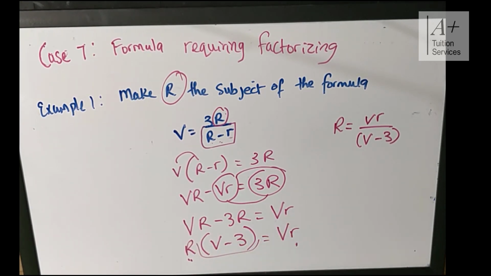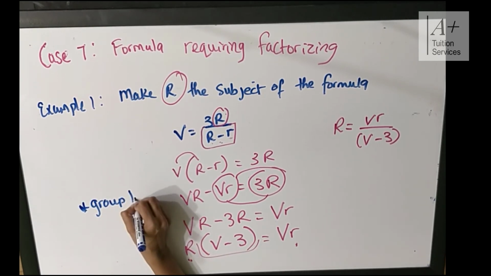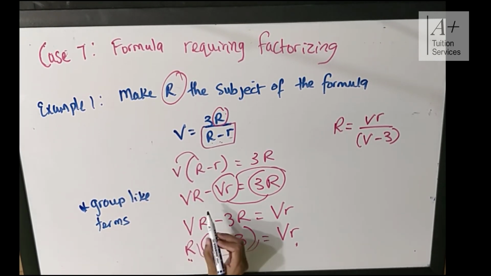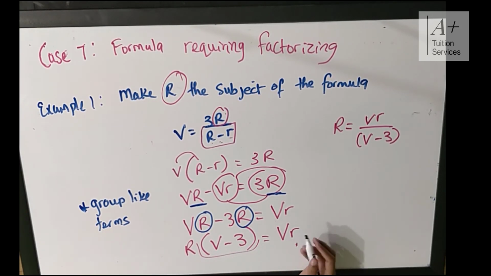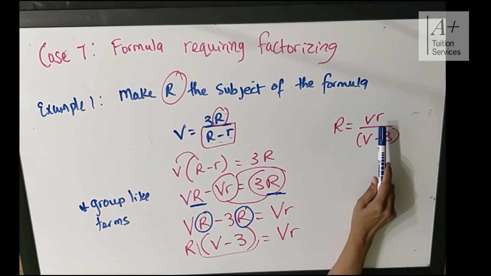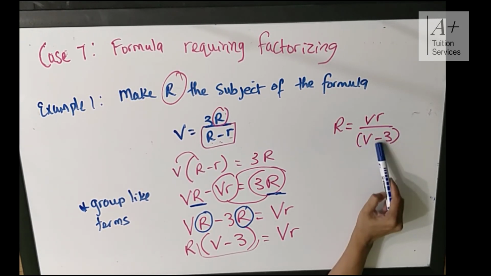And we get this because we wanted to group. When we reach here, we wanted to group like terms, right? So we have a capital R here and a capital R here. So it's only wise that we group them together in order to further factorize. So now we can pull out a common factor here, which is R, and put it outside. And everything else, when we factorize, we put in brackets. So R open brackets V minus 3 is equal to V common r. Therefore, we can move this bracket away from R and put it over by Vr. And this is multiplying, so we divide. So R is equal to Vr divided by V minus 3.